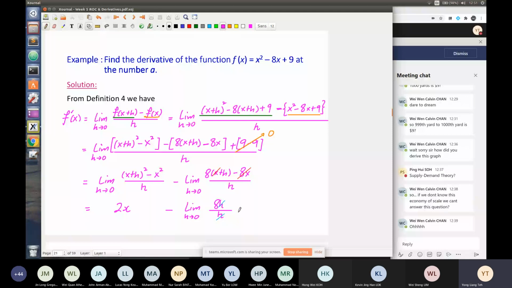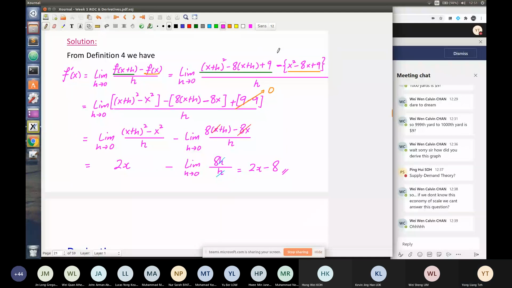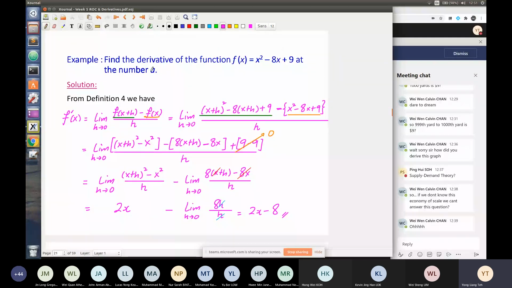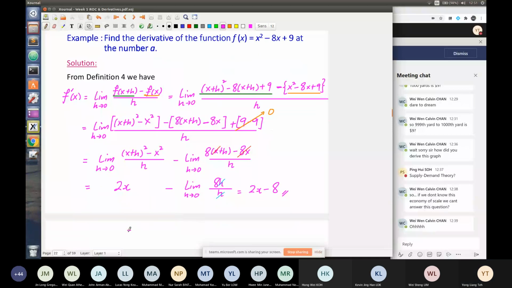Is that right? Indeed, if you use differentiation directly, you get 2x minus 8. Therefore, we can solve the problem. At the number a, clearly it's just f prime of a, which is 2a minus 8. Questions on this example?